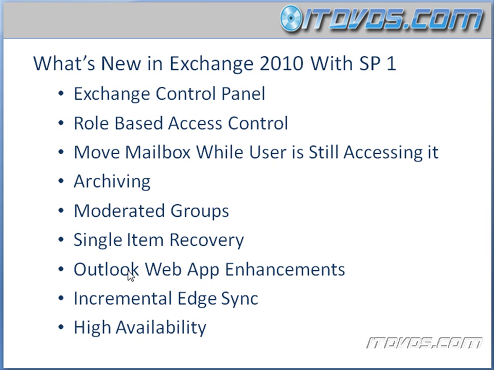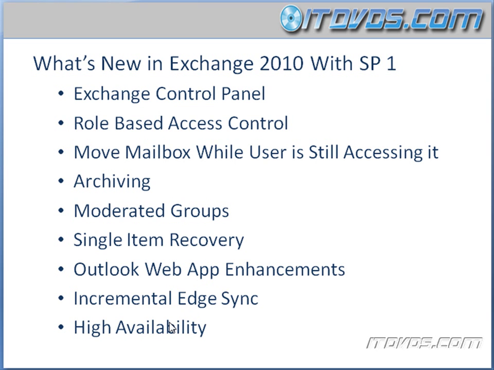And there are a lot of Outlook Web App enhancements. This is also called Outlook Web Access, and we'll talk about all the different enhancements later on. Incremental Edge Sync, this is for our Edge Transport server. Before, every time our Edge Transport server would sync up with Active Directory and get all the information it needed, it would do a full sync. Now it just syncs the changes, so this is excellent for larger companies.